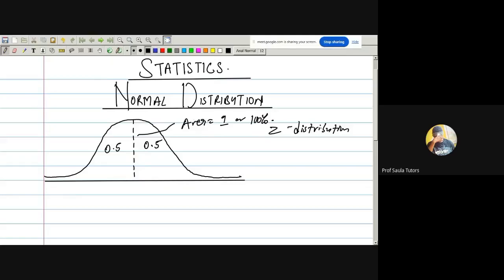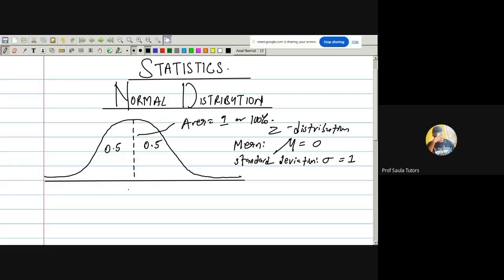The Z distribution is a special type of normal distribution that has a mean of 0. That is, the mean is equal to 0, and the standard deviation sigma is equal to what? Is equal to 1. A special type of normal distribution that has a mean of 0 and standard deviation of 1 is what we call the Z distribution. All together? Yes.